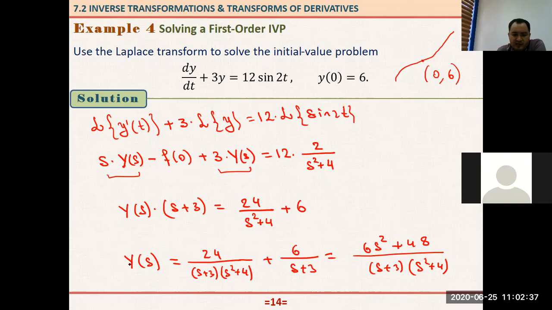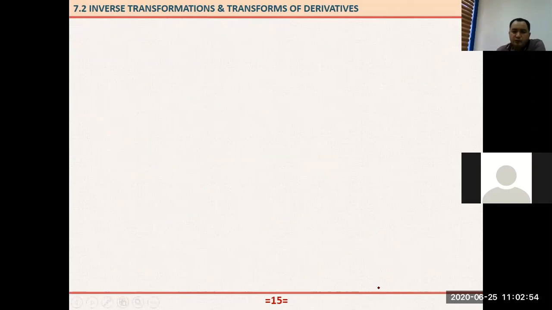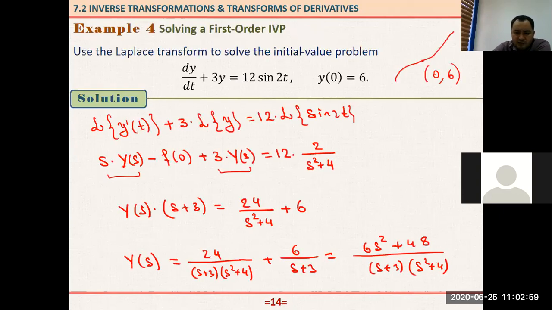So now, if I apply the inverse Laplace transform to both sides, I will get this y function. To do this, first I have to decompose this fraction. That is an elementary thing, but still it takes time. Here we have 6s squared plus 50. Why this 48 here? 6 times 4 is 24, and 12 times 2 is 24. So we divide by s plus 3.